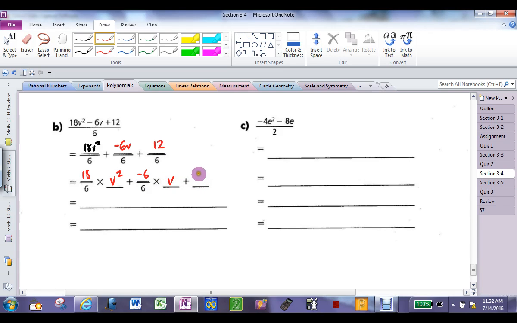12 divided by 6 is 2. 18 divided by 6 is what? 3. Don't touch the v squared. Negative 6 divided by 6? Negative 1. Do we write 1? Negative v plus 2. And we're done. Yeah? Great. You guys do the last one. Use as many of those lines as you want.